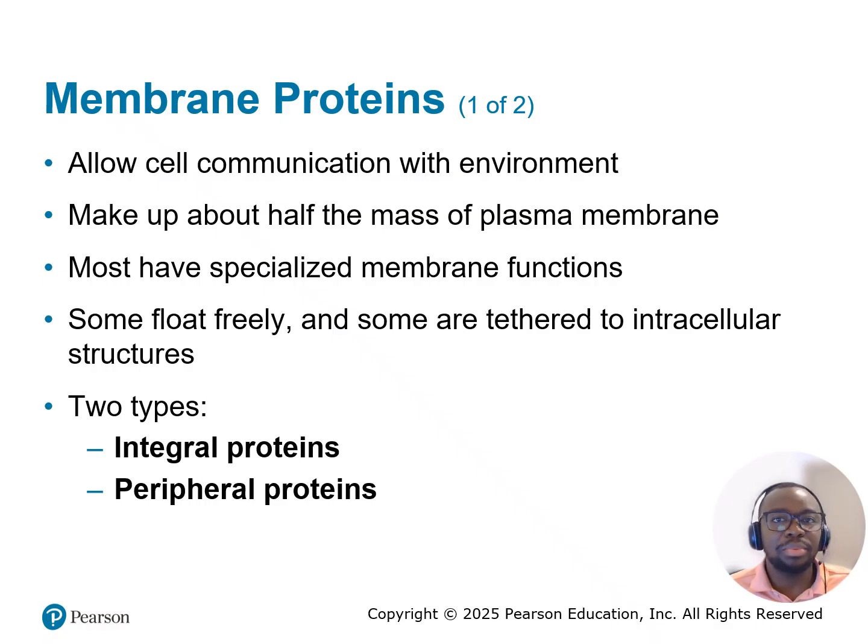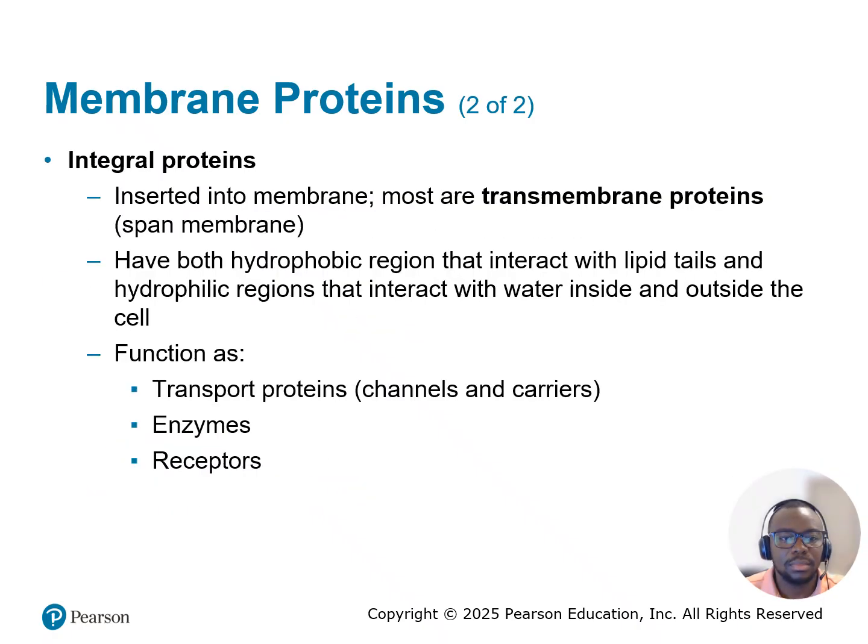Let's discuss membrane proteins. A cell's plasma membrane is made up of proteins that allow it to communicate with its environment. Proteins make up about half of the plasma membrane by mass and are responsible for most of the specialized membrane functions. Some proteins float freely along the membrane surface, while others are restricted to intracellular structures. There are two distinct populations of membrane proteins: integral membrane proteins and peripheral membrane proteins.